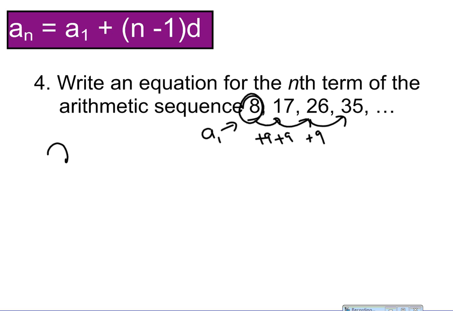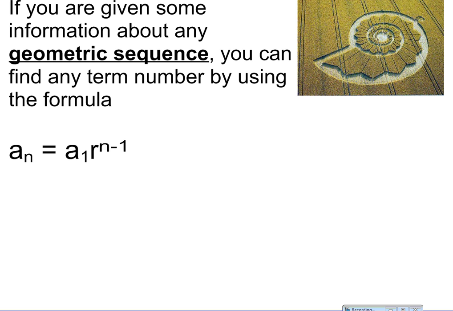So if I'm looking for my equation, it's going to be 8 plus n minus 1 times whatever my common difference is, which is going to be 9. So that would be my equation for that nth term.